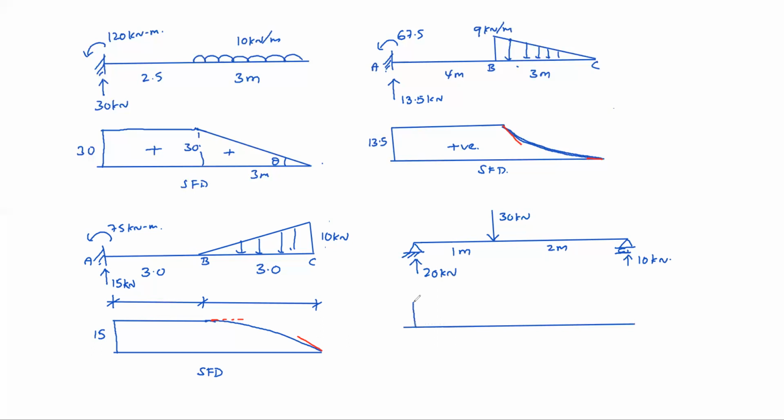See here, upward 20. Upward 20, then horizontal, then downward 30. That means 20 minus 30 gives minus 10, it goes downward. Okay. Then it is horizontal from, let us assume A, B, C. So from C to B, there is no load, so it is horizontal again. And it goes to the top, I mean 10 rise. So see here 20, then 30 total and 10. So very easily you can draw the SFD.